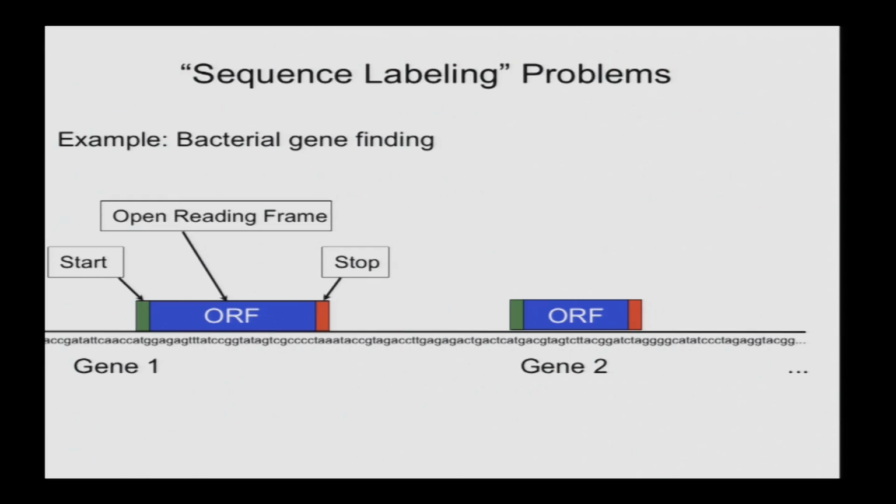So we'll do an example. Let's say bacterial gene finding is our application, and we're going to model a bacterial gene. These are protein coding genes, and it's got to have a start codon, okay? It's got to have an open reading frame, and then it's got to have a stop codon, okay? So how many different states do we need in our HMM? What should our states be?